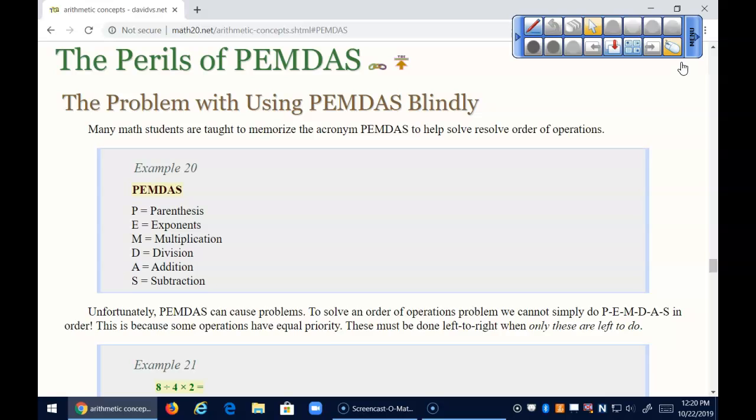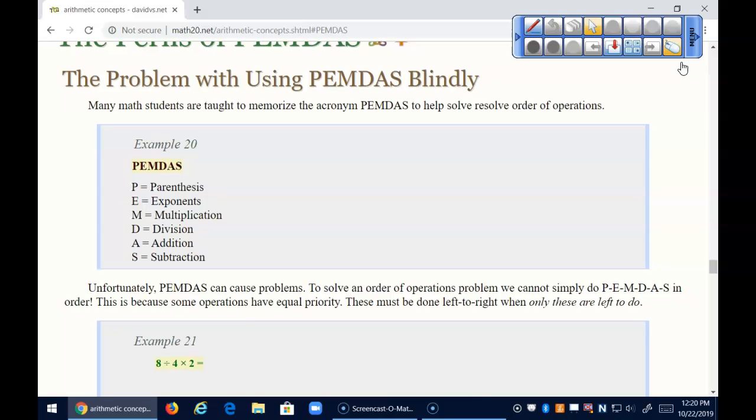PEMDAS is something that they teach in schools pretty early on, and it can be great or it can be terrible, depending on how it is taught. So let's review this real quick, just in case anyone had it taught to them badly or sloppily, and we'll fix things up. PEMDAS is an acronym. It stands for the order you do things: parentheses, exponents, multiplication, division, addition, subtraction.